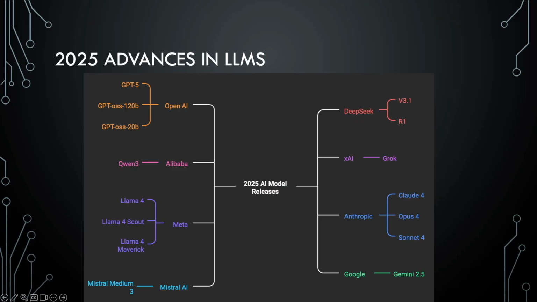2025 saw exciting advancements in LLMs, mostly characterized by multimodal support and new reasoning techniques. OpenAI released the GPT-5 model, as well as open-weight models, GPT-OSS 120B and GPT-OSS 20B. DeepSeek released the V3.1 model, which can switch between thinking mode for complex reasoning and non-thinking mode for faster direct responses.